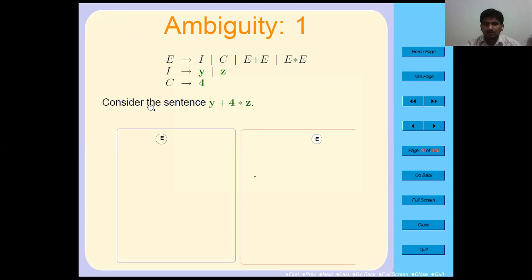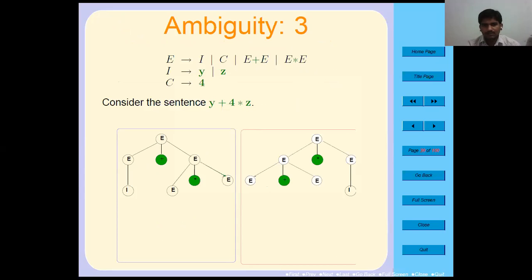How are we going to do it? For example, if we consider y plus 4 into z, how are we going to perform this job? First, we may have two types: you can perform a plus operation or a star operation. So if you perform the plus operation, how will it be? That's why this confusion is known as ambiguity.